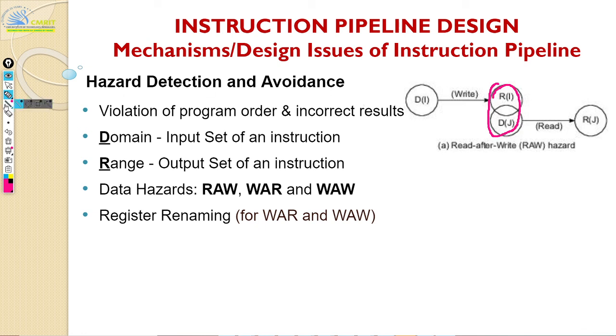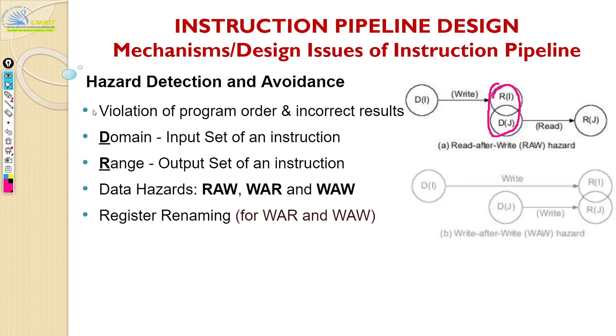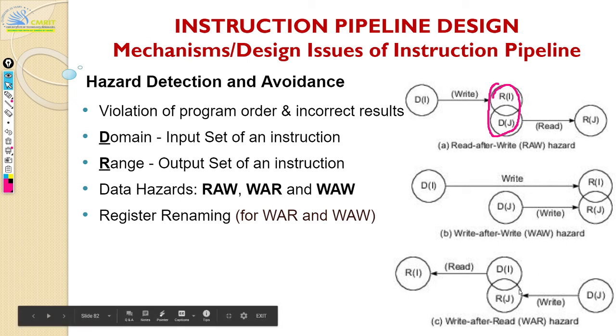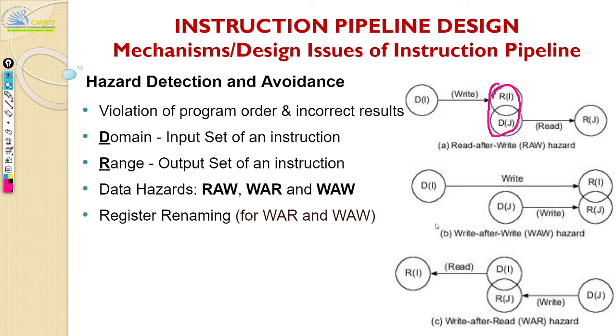Now similarly you will have your write after write. Write after write will map to the same range, which means you're writing to the same output. Your output is going to be the same. And write after read is going to be the reverse of read after write, right? Your subsequent instruction has to write after the read is performed. So that is your WAR hazard.